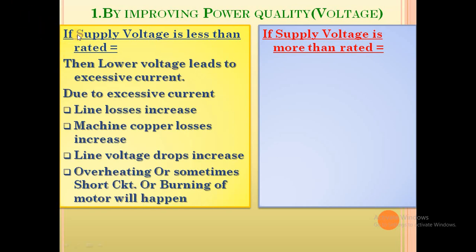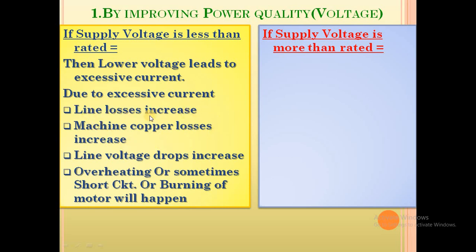So when the supply voltage is less than rated, that is below 415 volt, then lower voltage will cause excessive current. How? We know that power is equal to voltage into current and cosine of the angle between voltage and current, that is cos phi. So as the voltage decreases below the rated value, there will be excessive current. The motor draws excessive current from the line, and hence the line losses increase, machine copper losses increase.